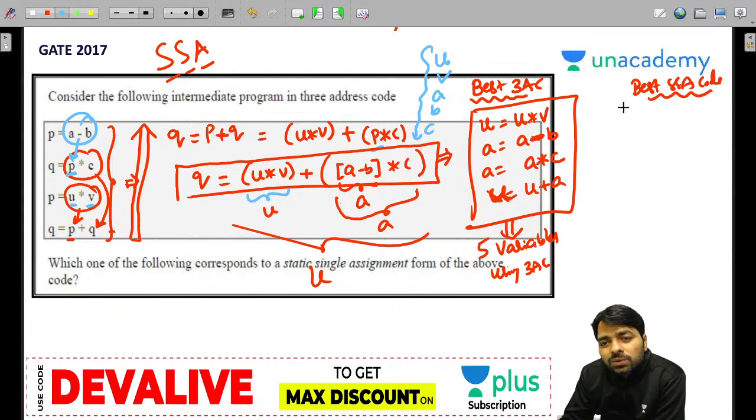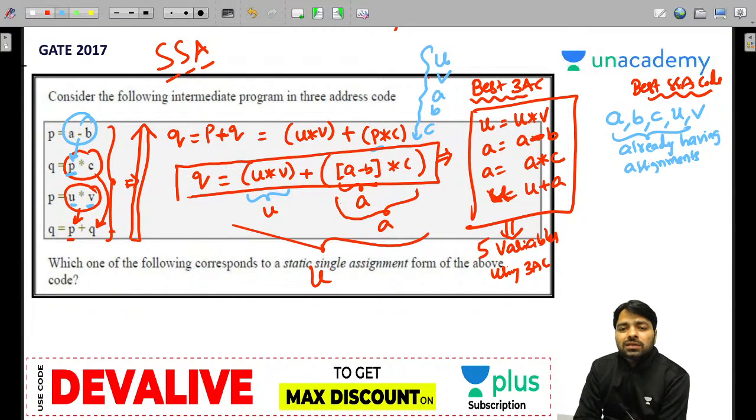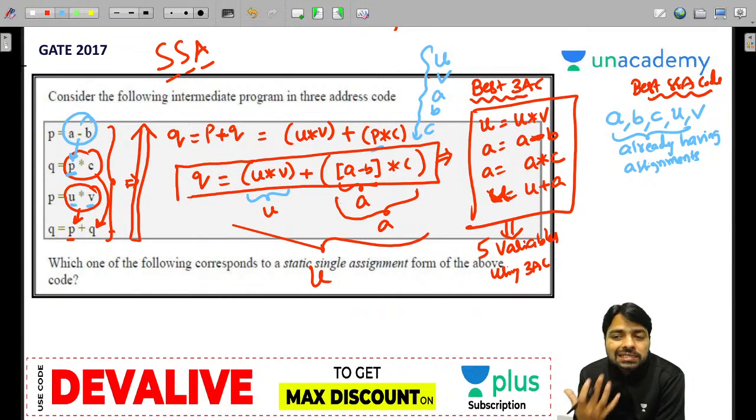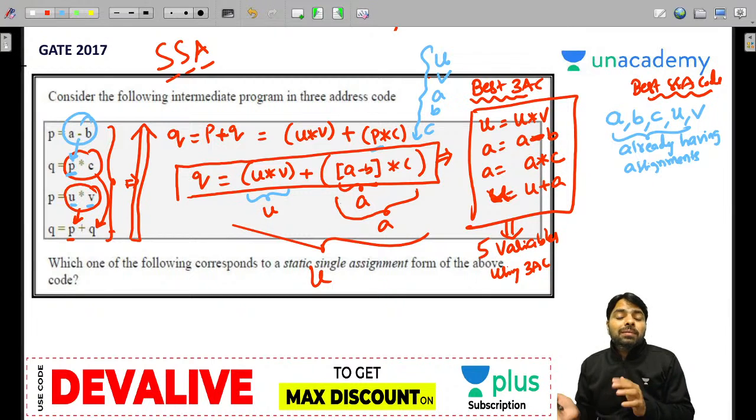And what is SSA code, guys? Look at it: A already has a definition, B already has, and C already has, and U already has, V. They are already having definitions. Already having definitions means assignments. That is the reason we are using them directly. Now we can't change them in future because every assignment is static. The name of the code itself, static single assignment, means every variable has only a single assignment. There is no second assignment. So these variables should never come on the left side.